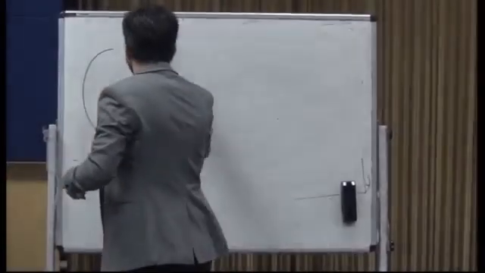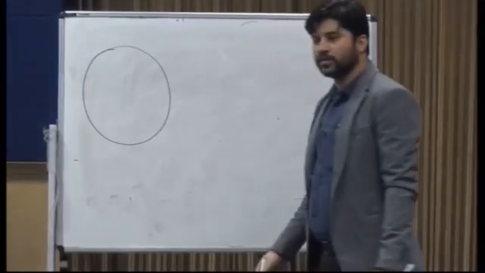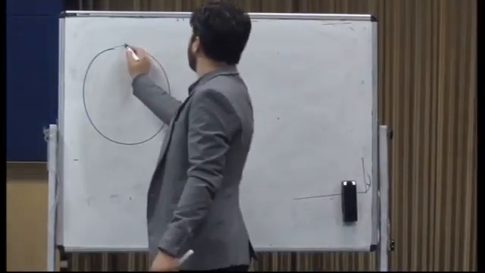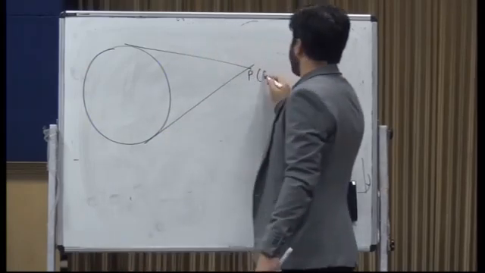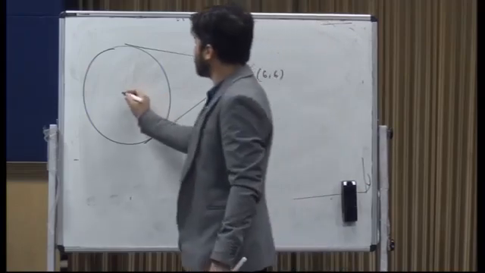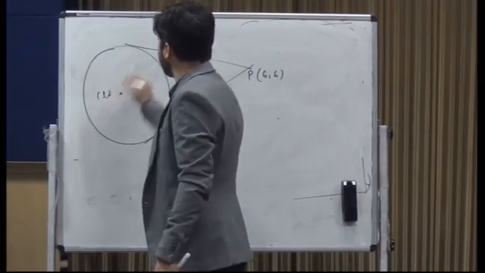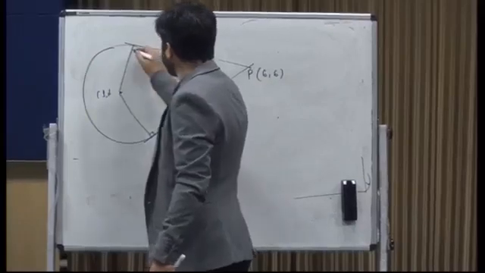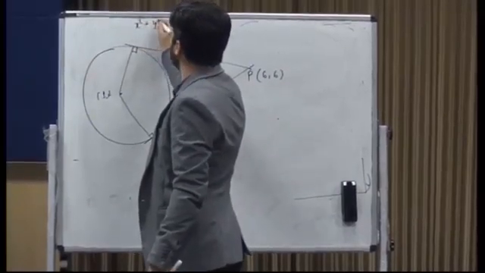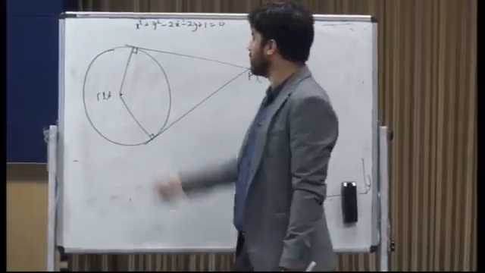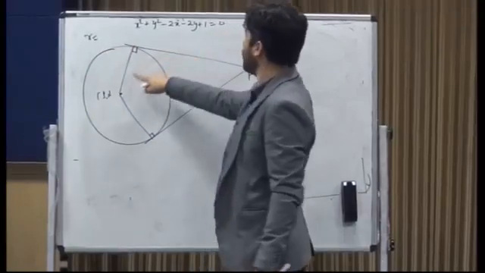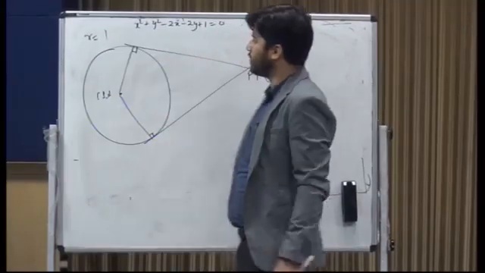Okay. This is your circle. This is your point P. P is (6,6). The center is (1,1). Why is the center (1,1)? Because they have already given the equation of the circle, which gives center (1,1). And what would be the radius? 1 square plus 1 square minus 1, which is 1. Right?